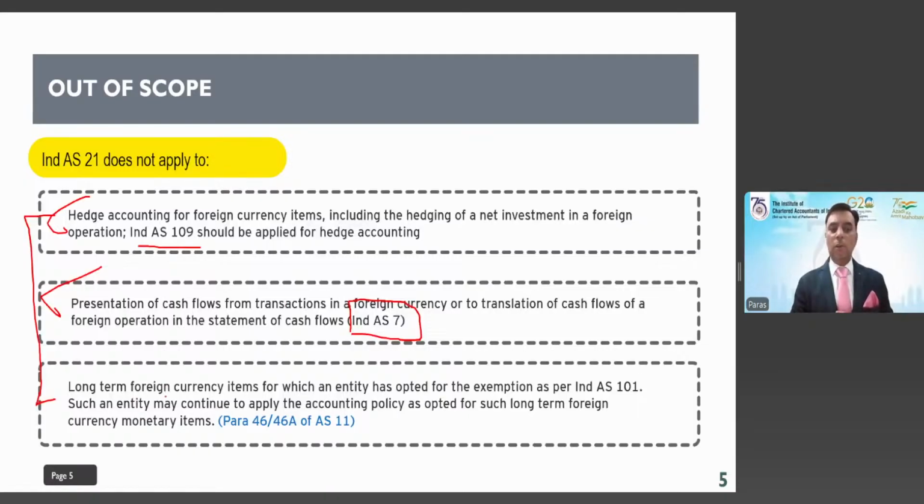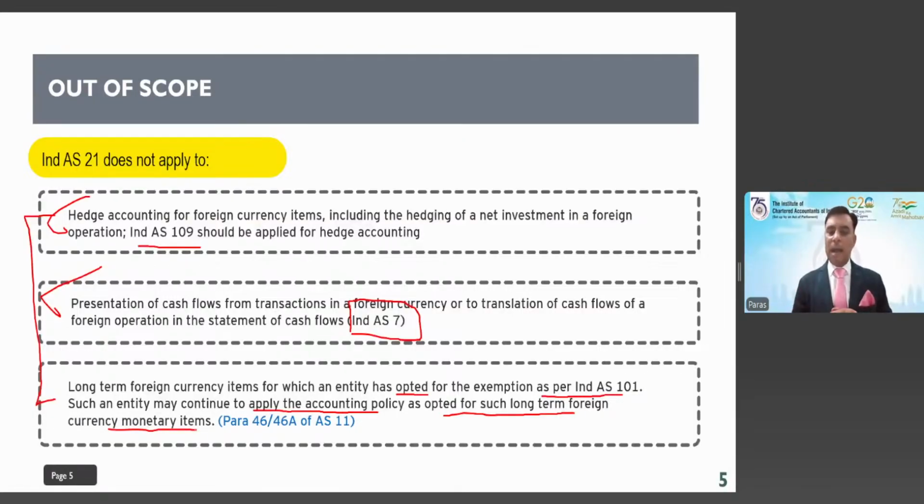Then the last one is long-term foreign currency items for which an entity has opted for exemptions as per Ind AS 101. Such an entity may continue to apply the accounting policy as opted for such long-term foreign currency monetary items. So this is para 46 and 46A of AS 11.